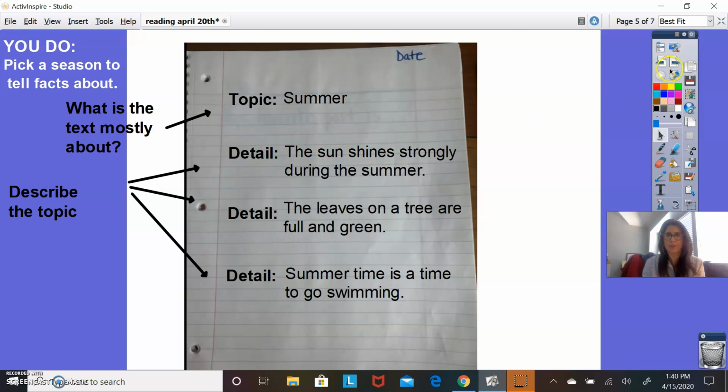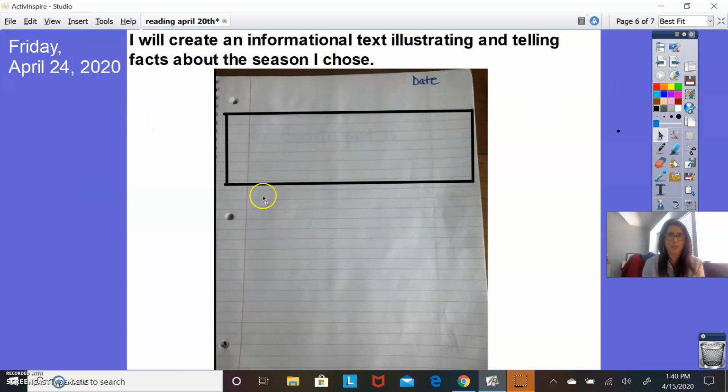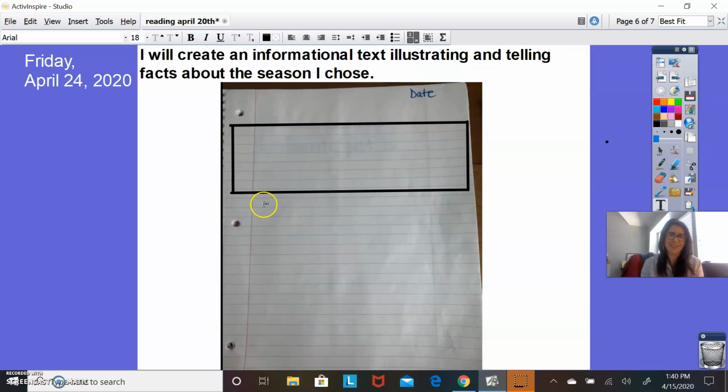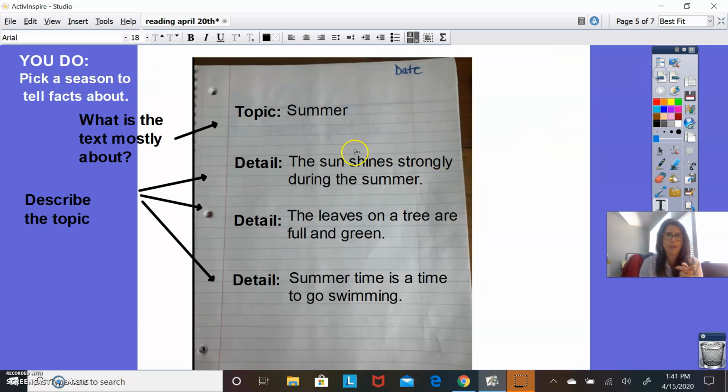So, summer. I'm going to come over to my page, and remember, you are going to make sure that you give me your best handwriting. Start with capital letters and with punctuation. I have to flip back and forth, but you don't have to because you'll have your paper right there in front of you. But I said, summer. The sun shines strongly during the summer.